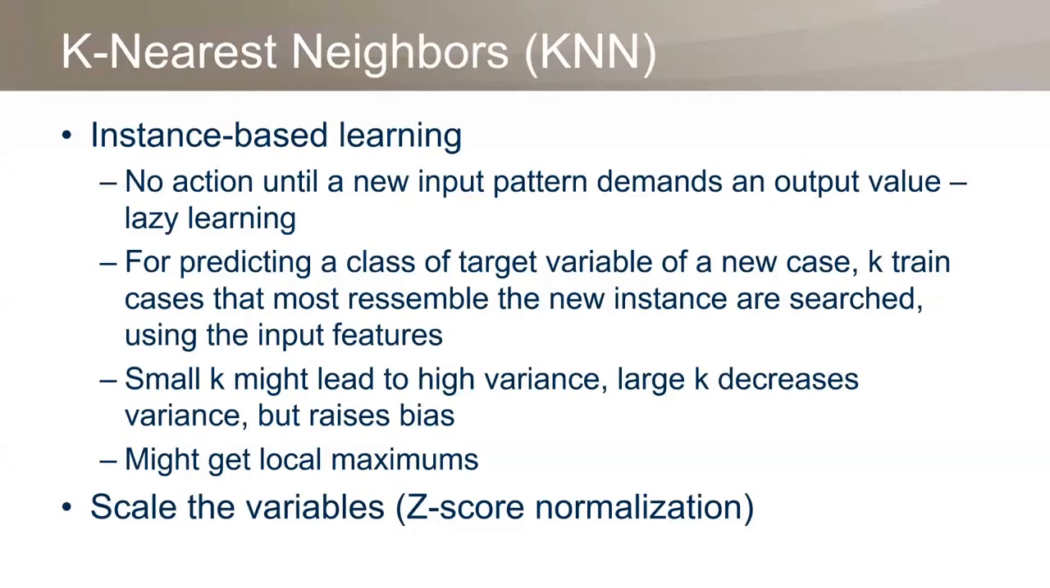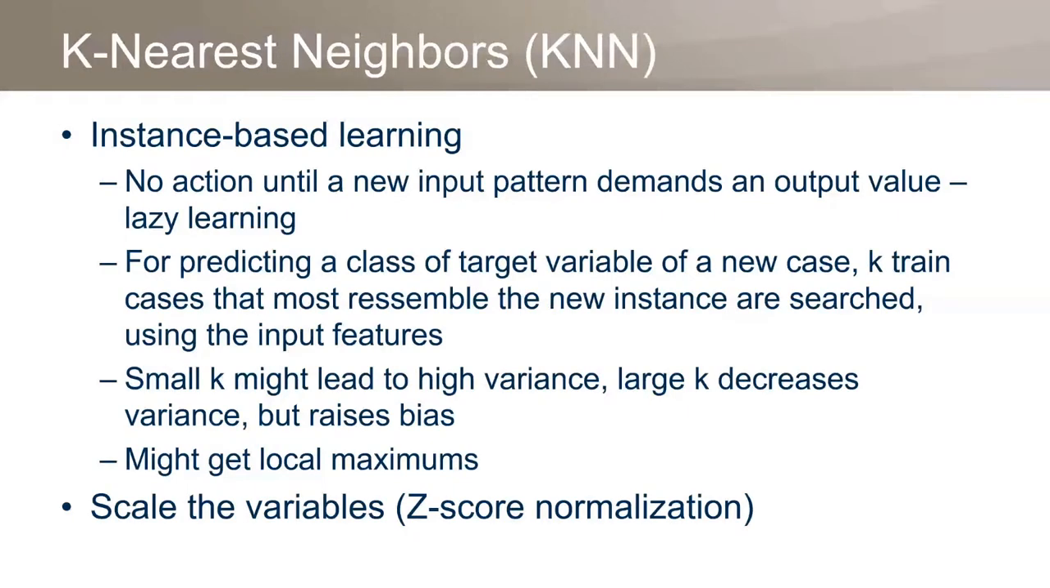So what do you do? Typically here you have continuous numerical variables, and the target variable is also continuous. You scale them, do the Z-score normalization, and then when you try to classify, make a prediction of the target variable for a new case, you search for the number k, 3, 5 nearest neighbors, and then you calculate the average of the target variables there, and then you say this is my prediction.